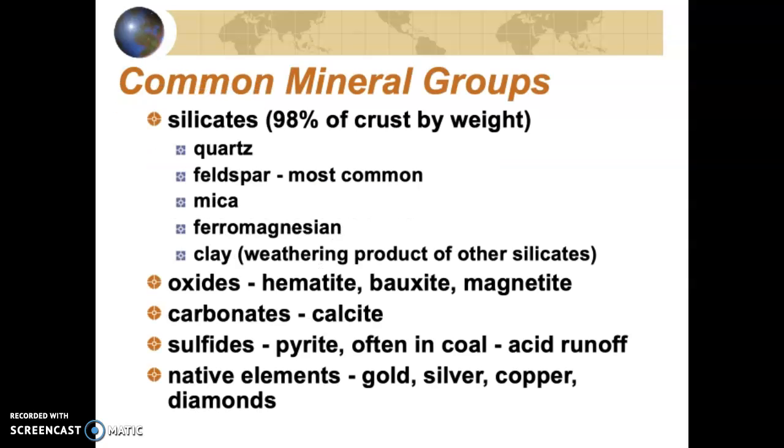So the common mineral groups, we put minerals together into groups. The most common mineral group would be the silicates. 98% of the Earth's crust by weight is silicate minerals. Silicate minerals are made up of, kind of at their core, silicon and oxygen, which are the two most common elements in the crust. And then there are other elements mixed in to make all these different minerals. So everything from quartz and feldspar and mica to a whole group of minerals that have iron and magnesium in them. Those are the ferromagnesian minerals.